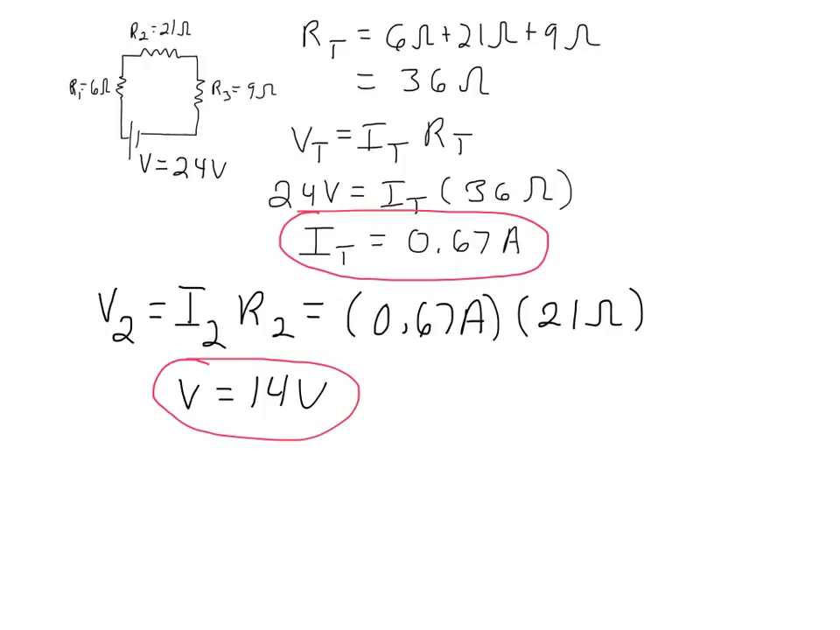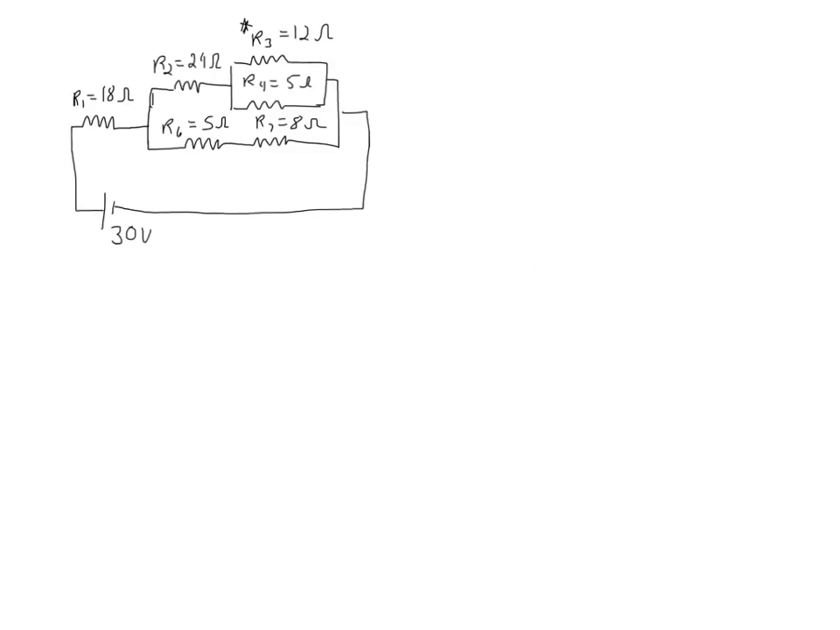Alright, go on to number 3. This one's a lot more complicated than the first two. In this one, we want to find the voltage and current in R3. What we're going to have to do is combine 3 and 4, 2 through 4. We're going to combine 6 and 7 in a separate area, and then combine the whole thing. And actually, we're going to start with 6 and 7.